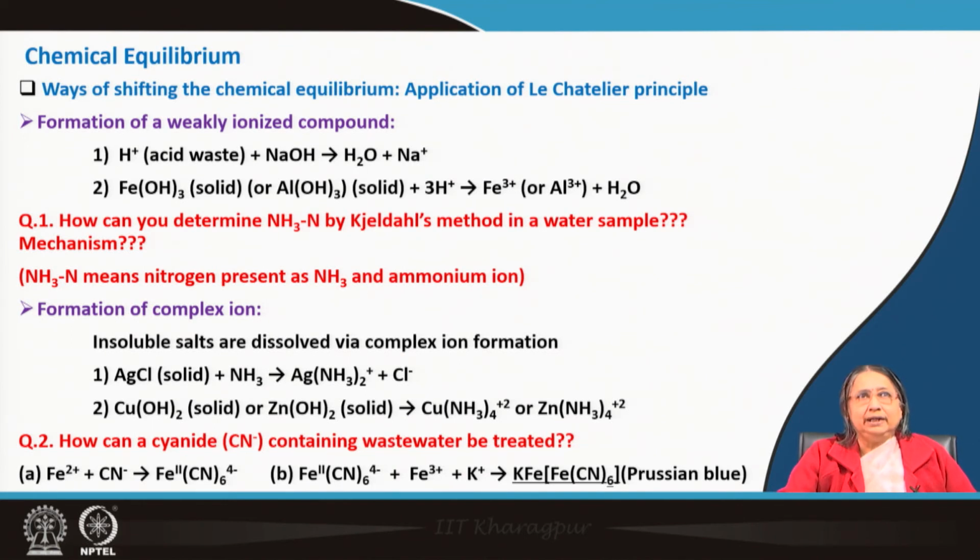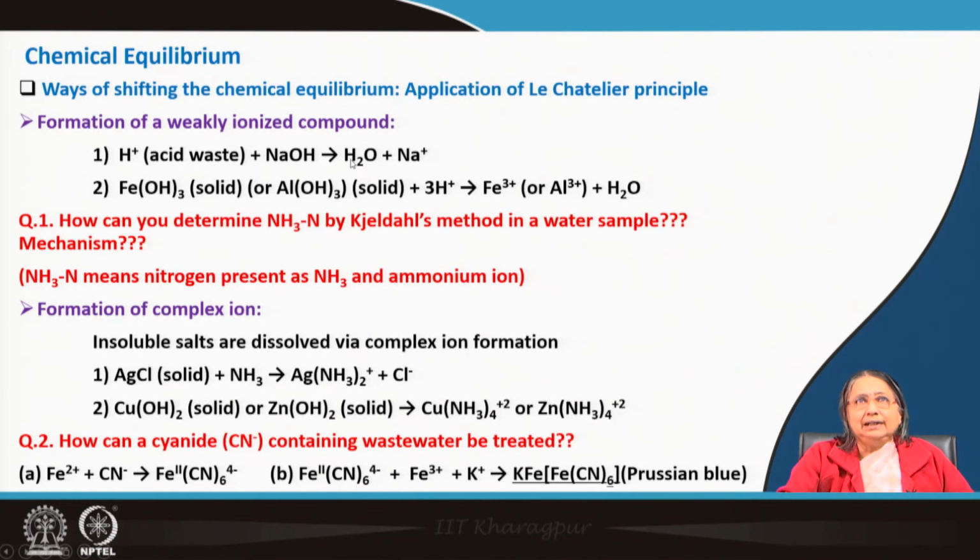Now, another way to shift the equilibrium is the formation of a weakly ionized compound. This is a very simple example, it is the acid base titration. We know that we take some acid, then we apply the alkali, it is some type of neutralization reaction also we can tell, and then the formation of water is there and then salt.